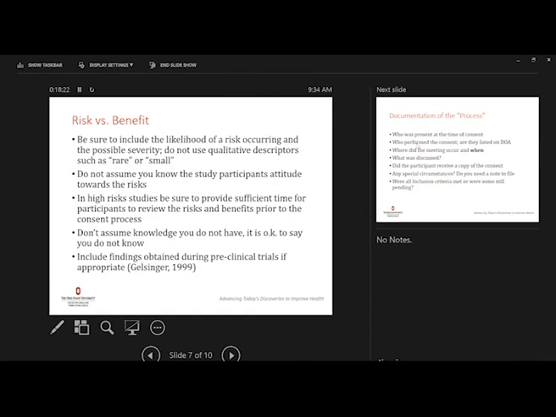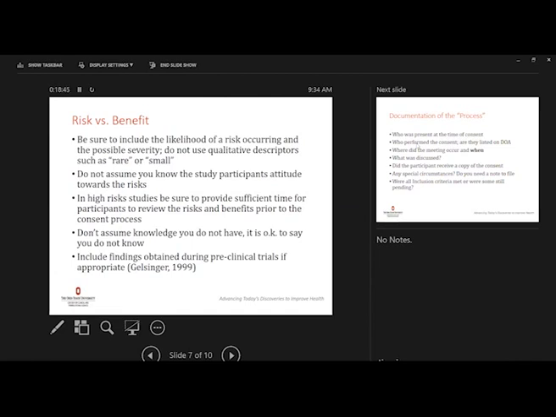And don't assume knowledge that you do not have. A lot of new coordinators will say, well, what do I do if I don't know the answer? If you don't know the answer, just say, I don't know the answer. Just remember that in research, we're looking for the answers to a lot of questions.